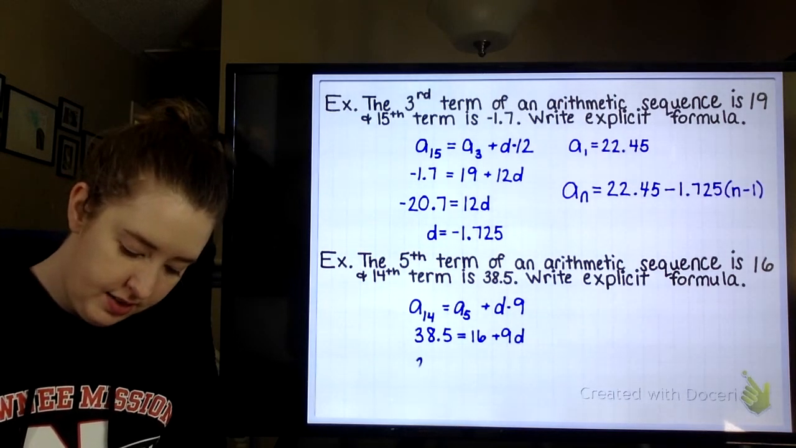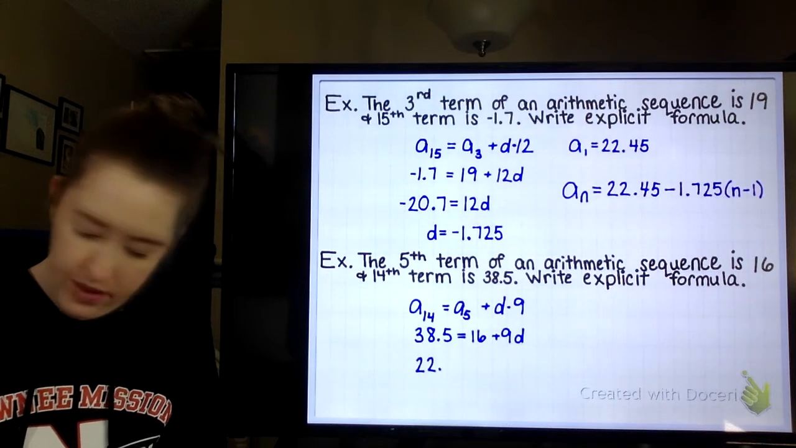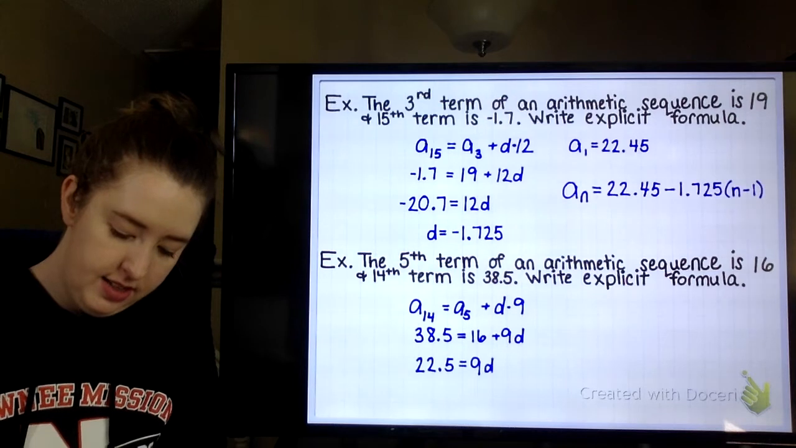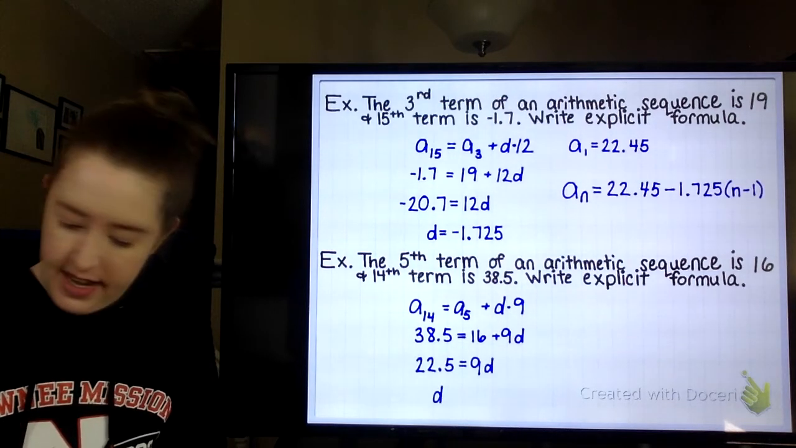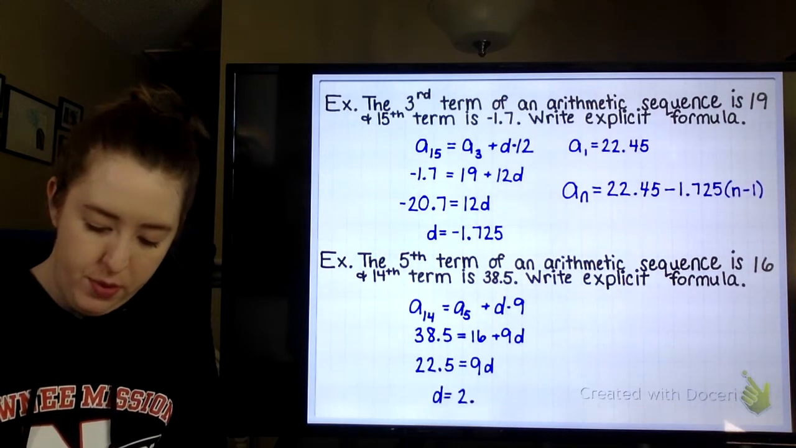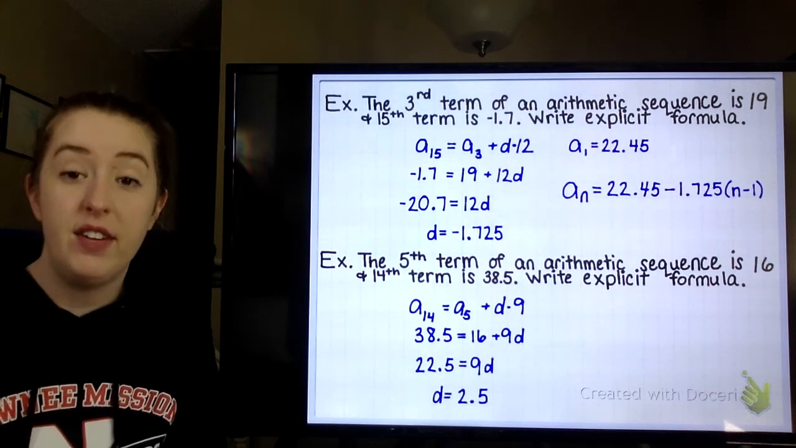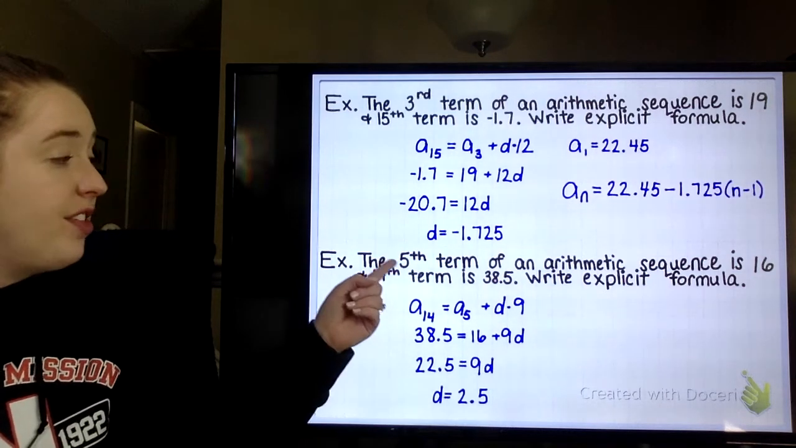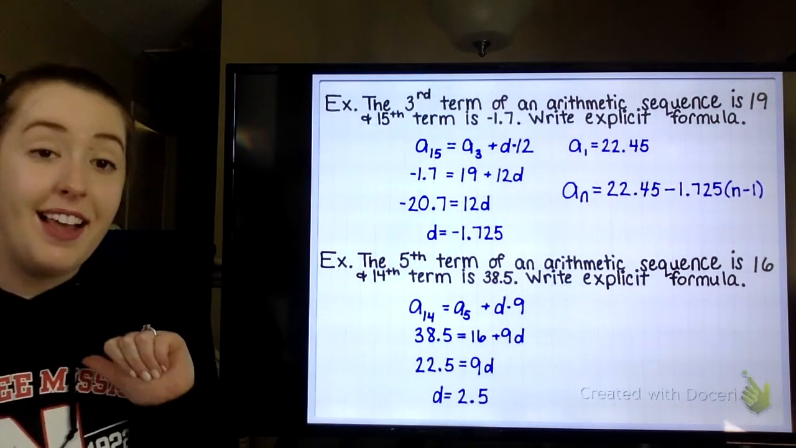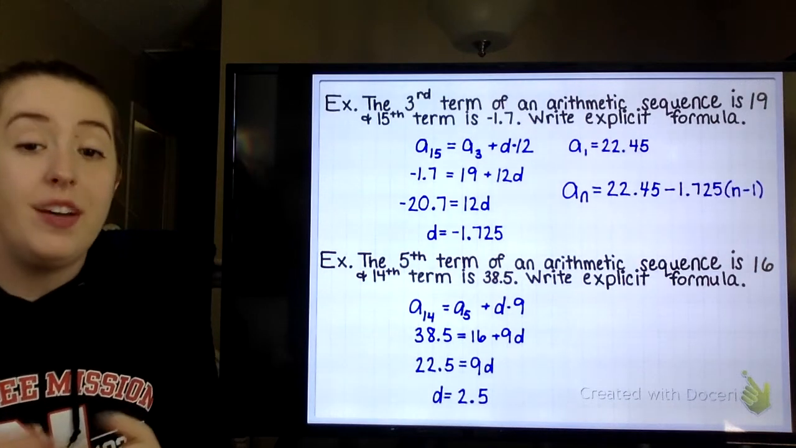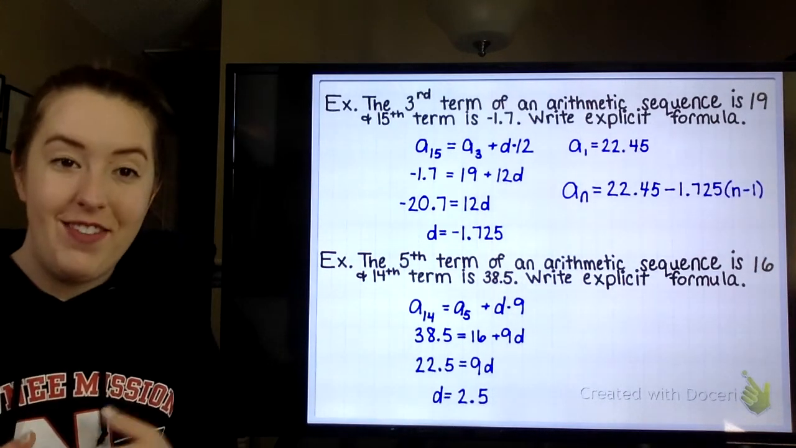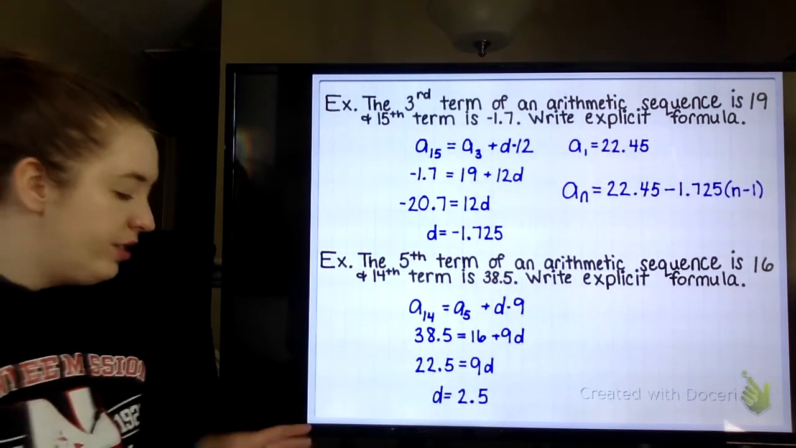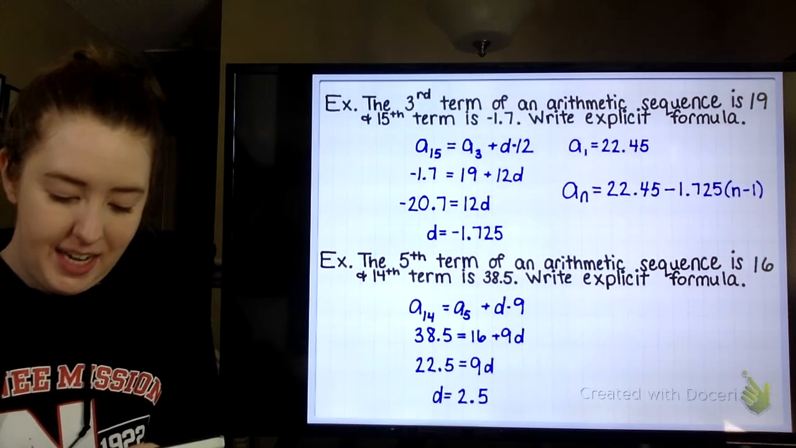Subtract 16, so we get 22.5 equals 9d. Divide by 9 on both sides, so d equals 2.5. So it looks like for every term, we're adding 2.5. So I have the fifth term. I want to go back and find the first term. So instead of adding 2.5 every time to go backwards, I'm going to subtract 2.5. So I'm going to take 16 minus 2.5.